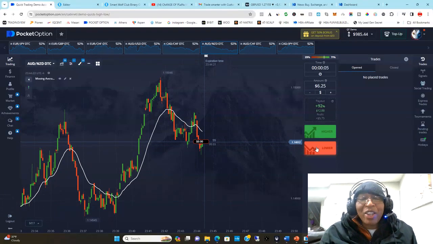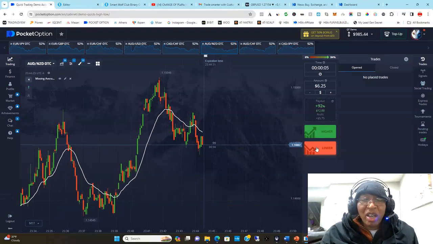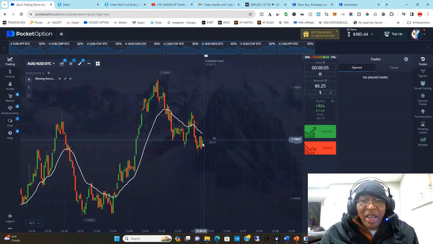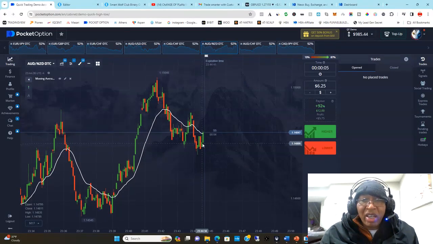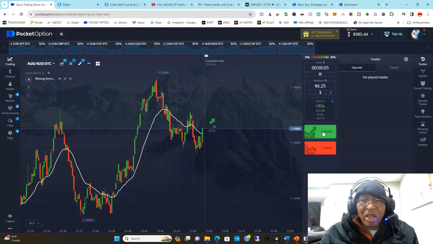So the timing is so important, guys. The timing is extremely important. You have to jump in at the beginning of the candle, okay? All right, so let's see, that's green. Okay, we are going with the green. So we wait for another one.